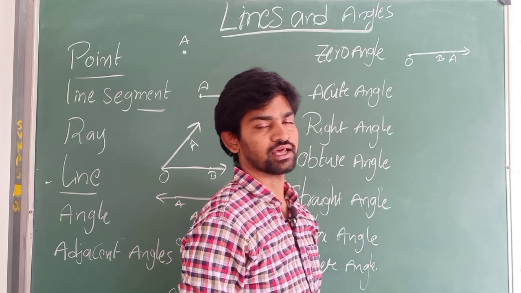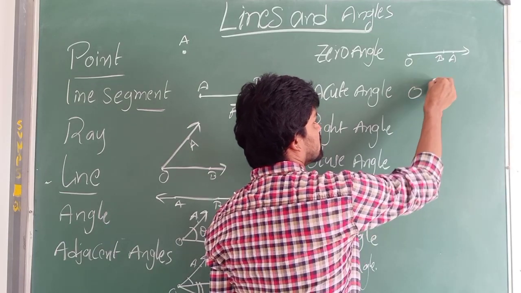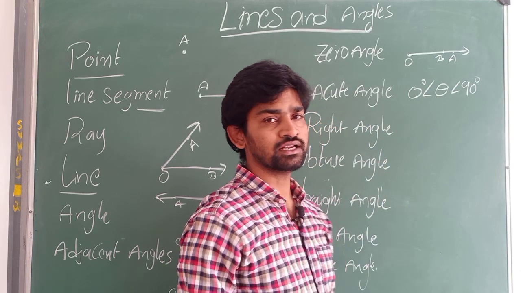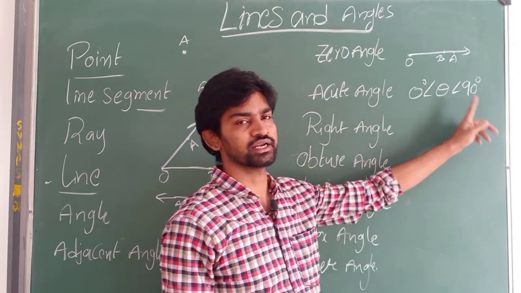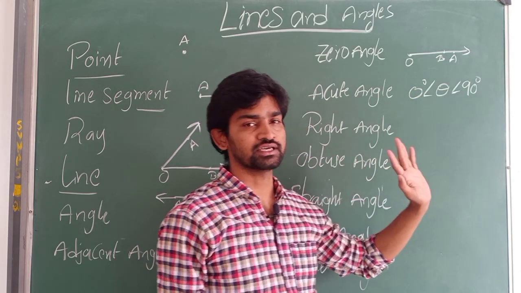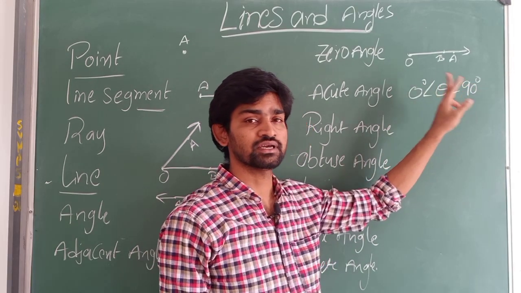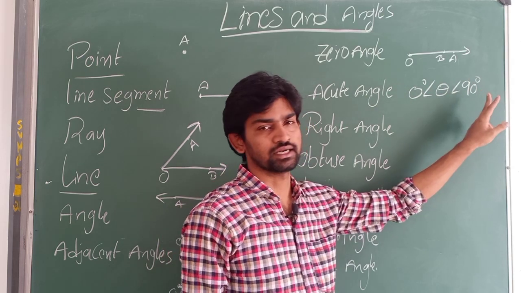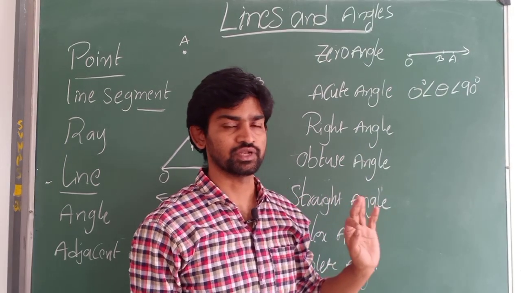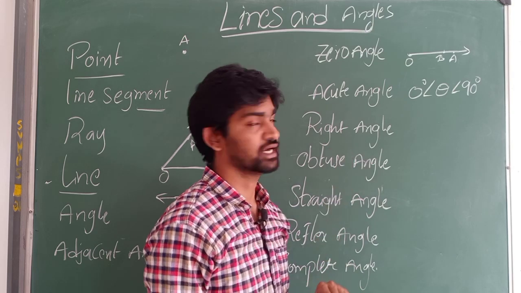Next, acute angle. If theta is the angle, and it lies in between 0 and 90, it is called an acute angle. Are 0 and 90 acute angles or not? The angle should lie in between 0 and 90, then it is called an acute angle. 0 and 90 are not acute angles. The angle should lie in between 0 and 90. Keep in mind.